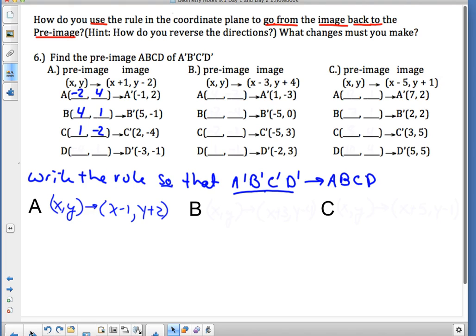Remember, just as a rewind, make sure we get it. I take -1, I subtract 1, I get -2. I take 2, I add 2, I get 4. I'm reversing because I'm at my destination and I'm going back. 5 minus 1 is 4. -1 plus 2 is 1. 2 minus 1 is 1. -4 plus 2 is -2. -3 minus 1 is -4. -1 plus 2 is 1. Okay? It's a vicious cycle.